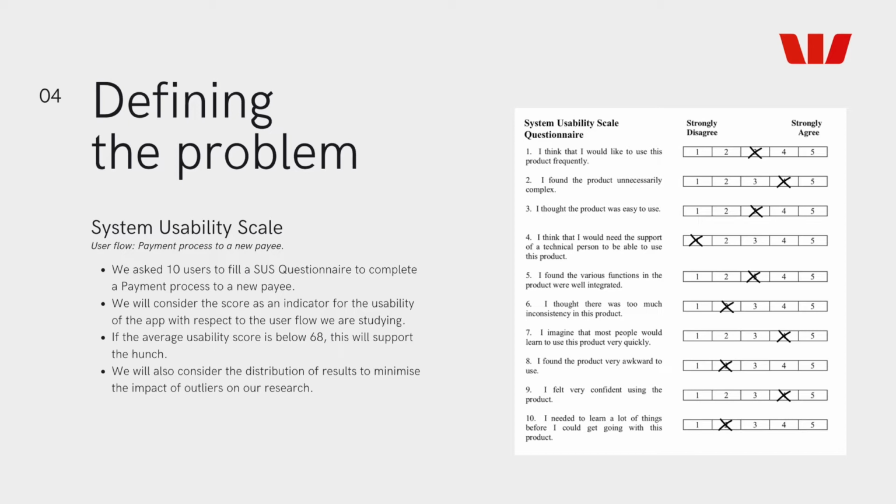We will consider the score as an indicator for the usability of the app with respect to the user flow we are studying. If the average usability score is below 68, this will support the hunch. We will also consider the distribution of results to minimize the impact of outliers on our research.